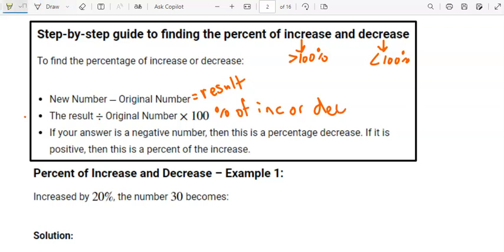If your answer is a negative number, then this is a percent of decrease. If it is positive, it is a percent of increase. So the percent of increase would be a positive number from the formula, and then percent of decrease would be a negative number from the formula. Percent of increases would be more than 100% of the original, and decrease would be less than 100% of the original.